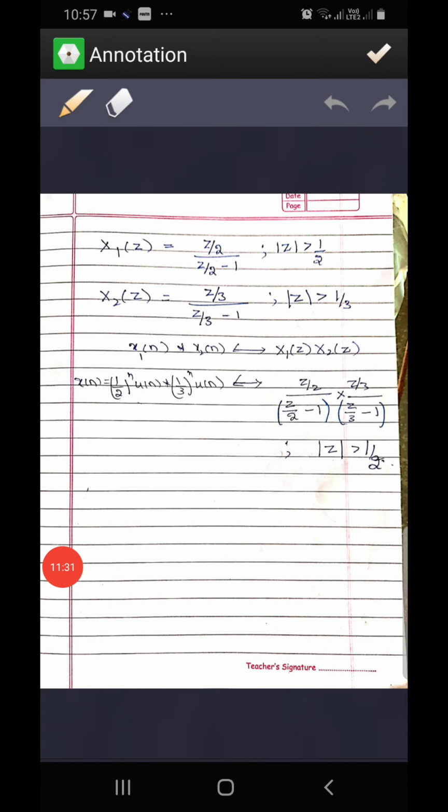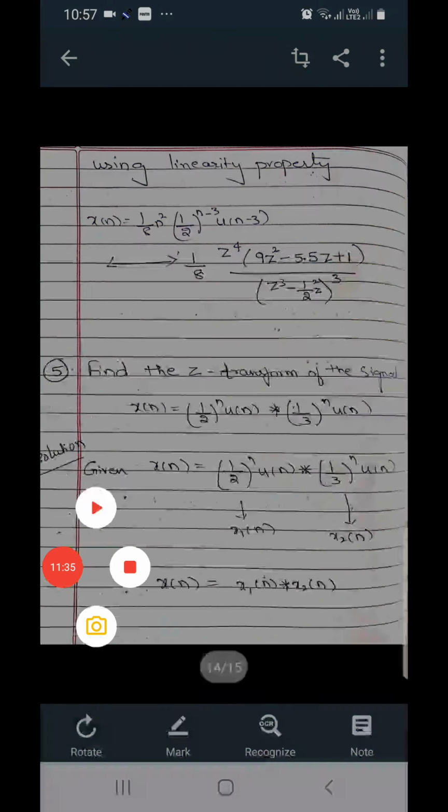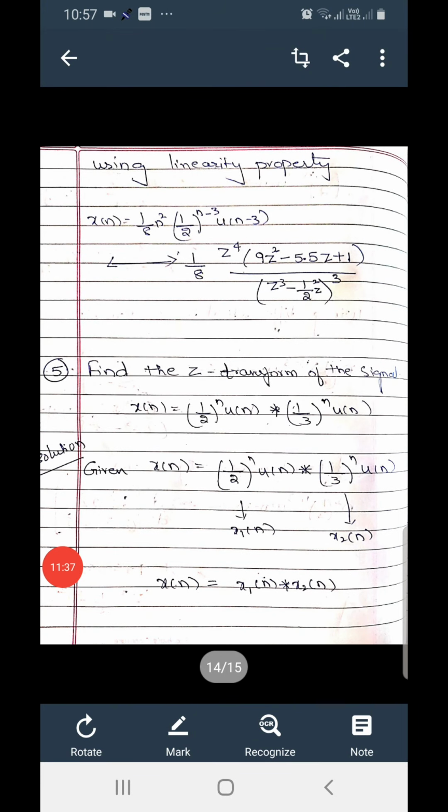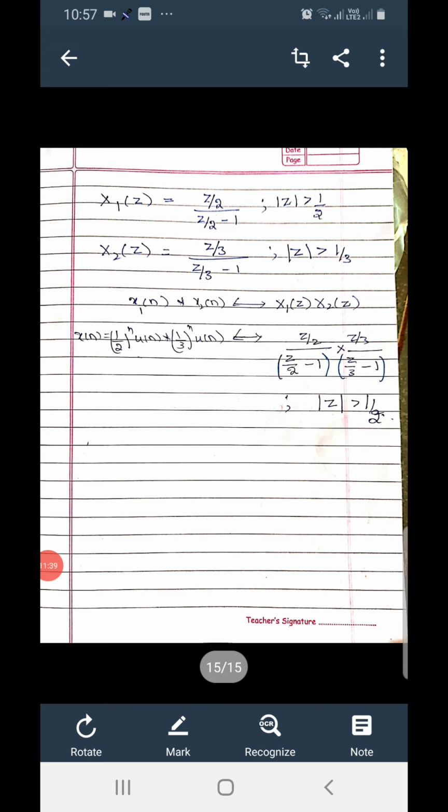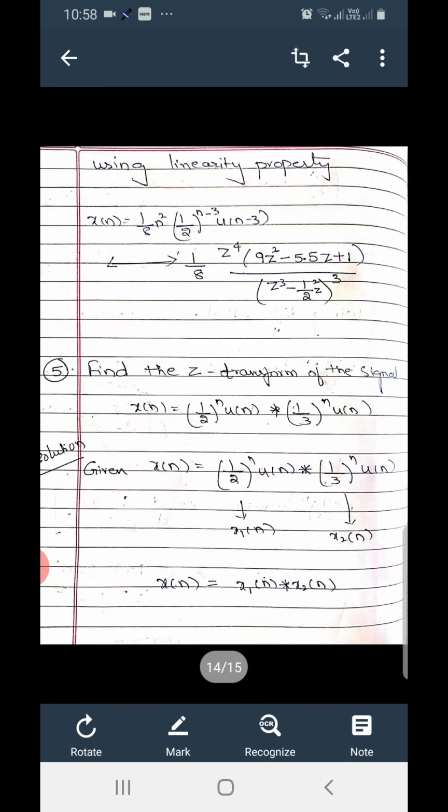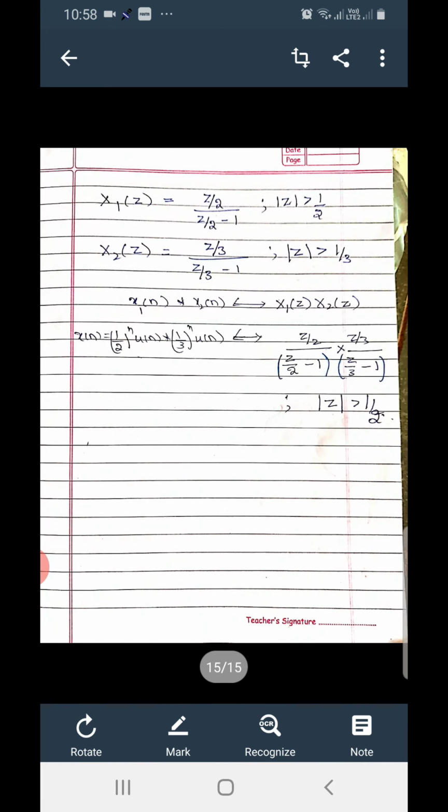So X1 of z: you have x1 of n, which is 1 by 2 whole raised to n u of n, whose z transform is z by z minus 1 by 2, for mod z greater than 1 by 2. And x2 of n is 1 by 3 whole raised to n u of n. So the z transform X2 of z is z by z minus 1 by 3, for mod z greater than or equal to 1 by 3.